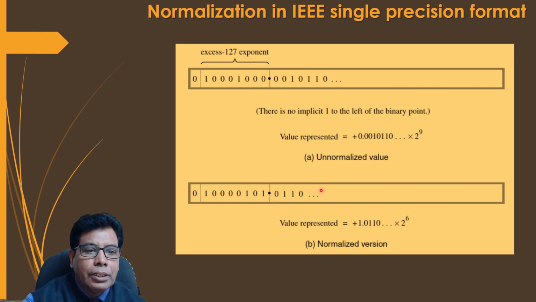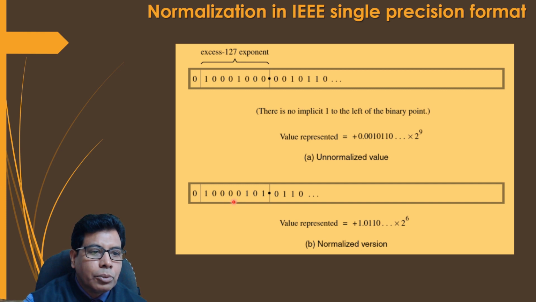So this one we did not represent. So it will be 0.0110 and other bits. So this will be the 23-bit, say, mantissa part, and the exponent will be the same.